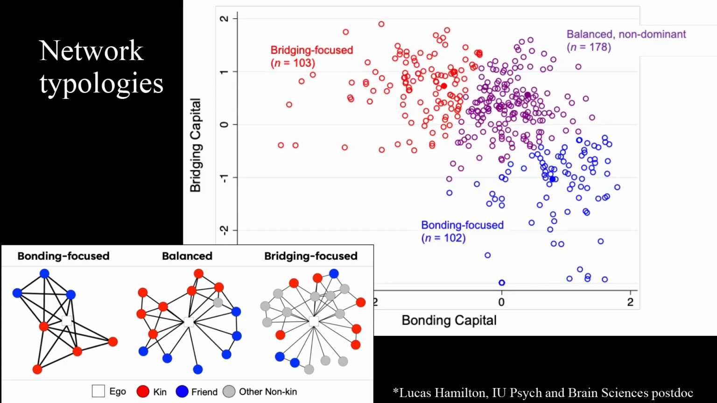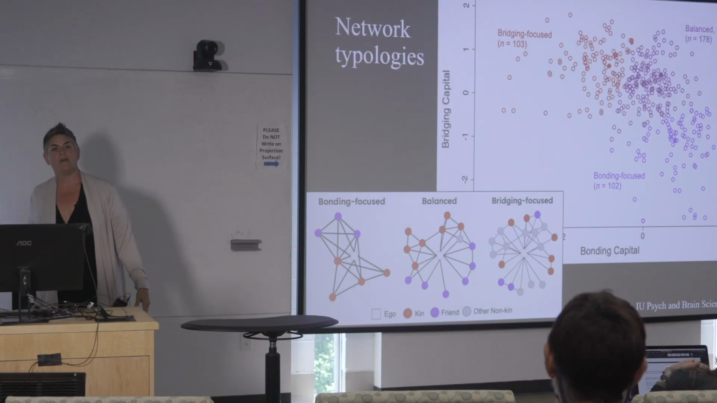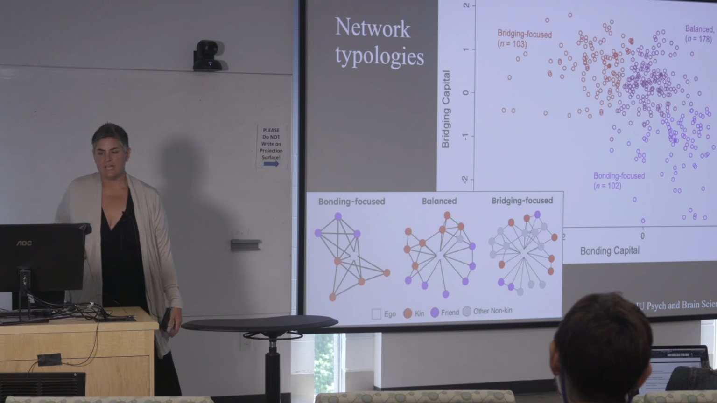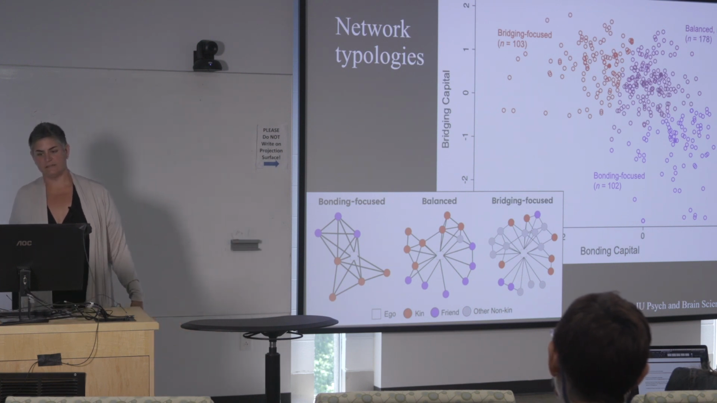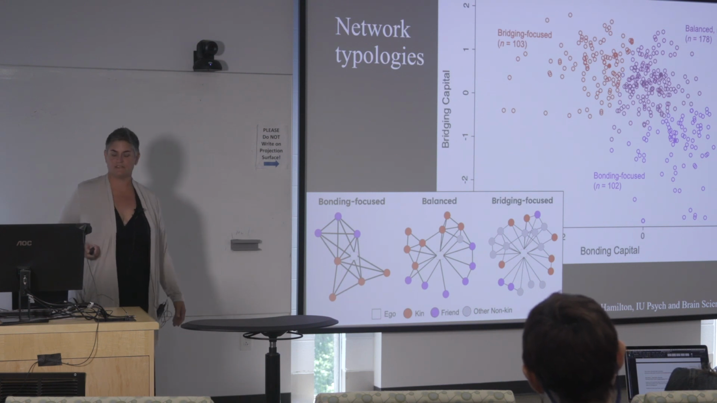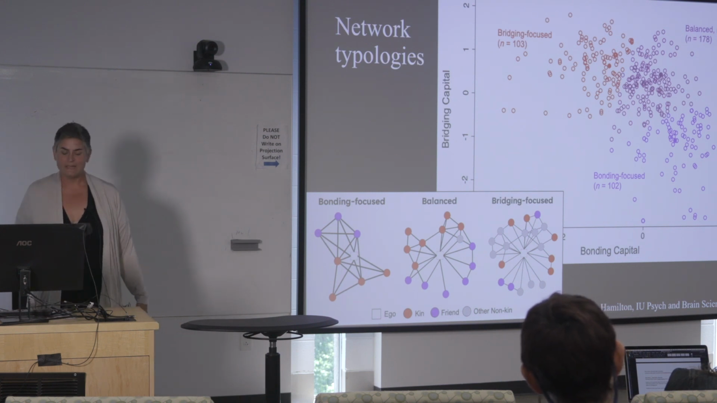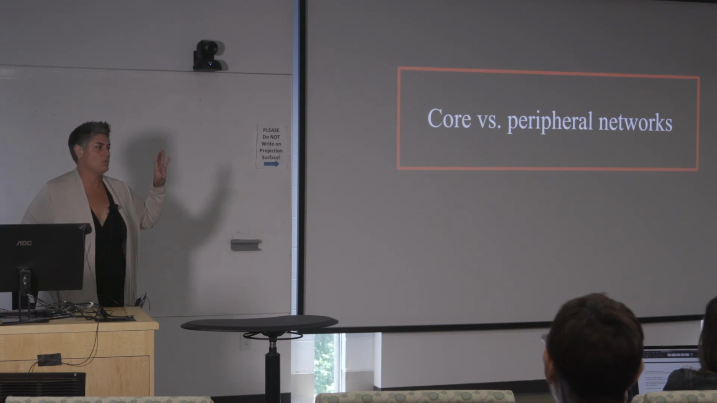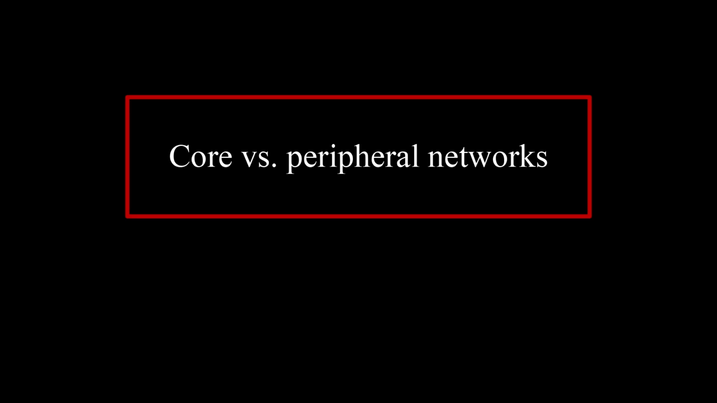So the balanced cases look more like the bridging than they do like the bonding in terms of how they perform. So there is kind of a trade-off, it seems, right? Which is kind of sad, I guess. I don't know. I haven't really thought much about it. I literally just got these results like 2 weeks ago. Anyway. Okay, so that's sort of what we're doing, and why we care about identifying these networks well.